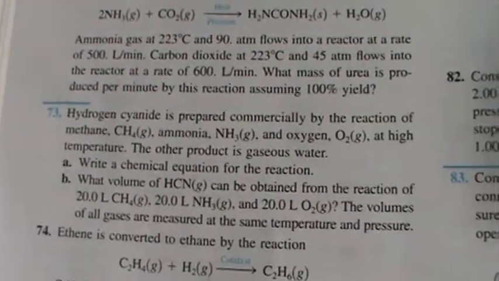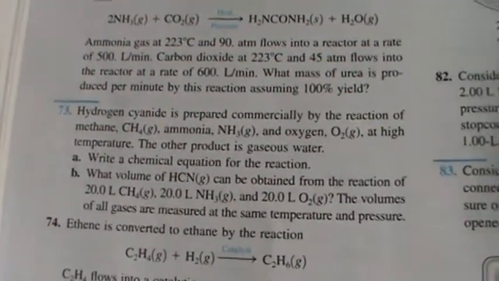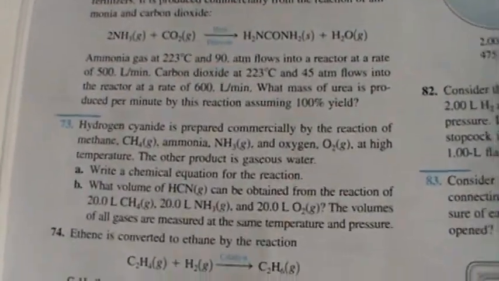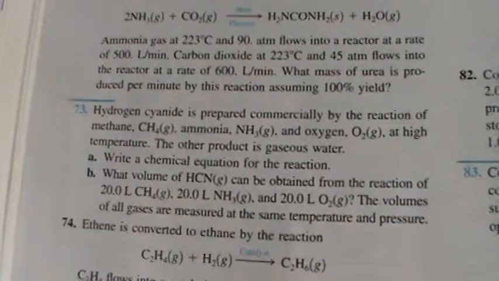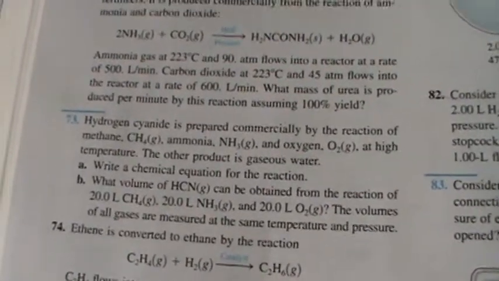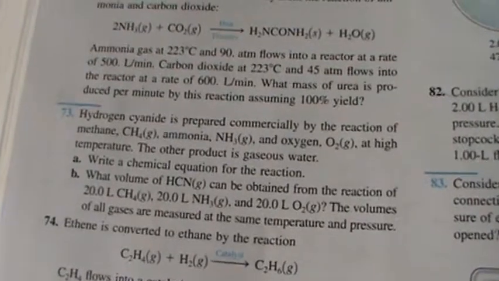Homework Help with Jen. We're doing Chapter 5, Problem 73. I wanted to do another one of these gas stoichiometry type problems. And I like this one because it makes you come up with the equation. But I figure that might also be what makes this difficult.